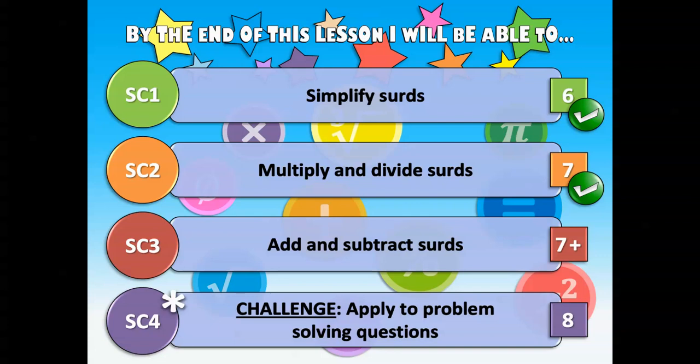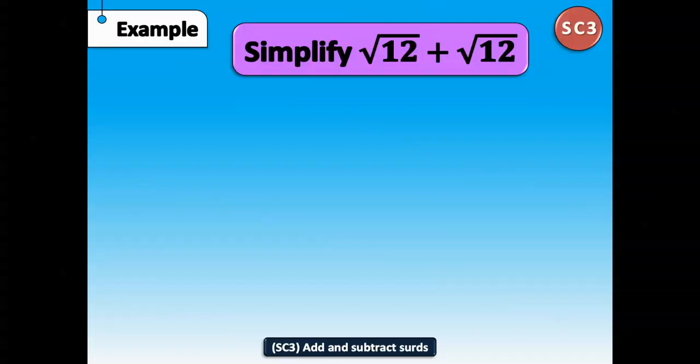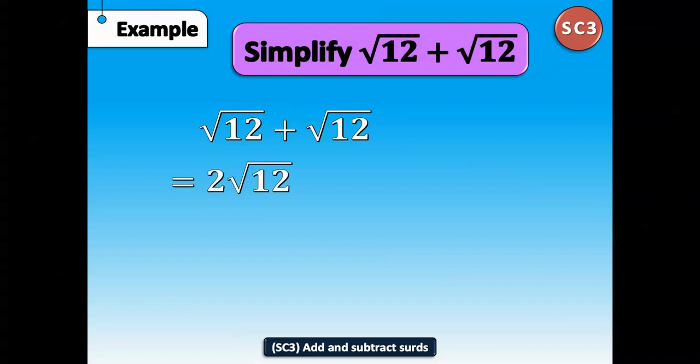So now we're going to move on to number 3, and this is to add and subtract surds. So if we want to simplify root 12 plus root 12, we simply need to say how many root 12s we have. And we've got 2 root 12s. Now we can simplify root 12 because it can be root 4 times 3. And the square root of 4 is 2. 2 times 2 is 4, so our final answer is 4 root 3.